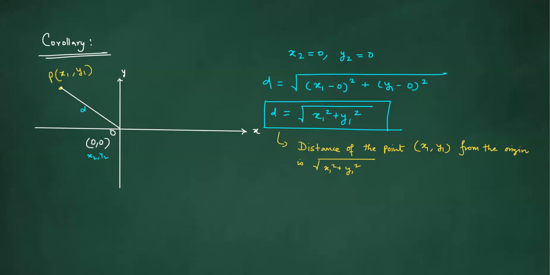In the next class, we are going to discuss article number 22, which basically talks about the section formula. And then after that, we are going to discuss all the examples which are given in the book along with the exercise problems. So these are the things that we are going to do in the next class.